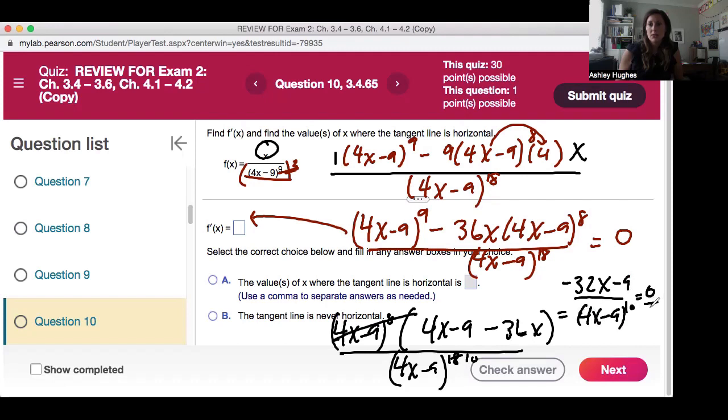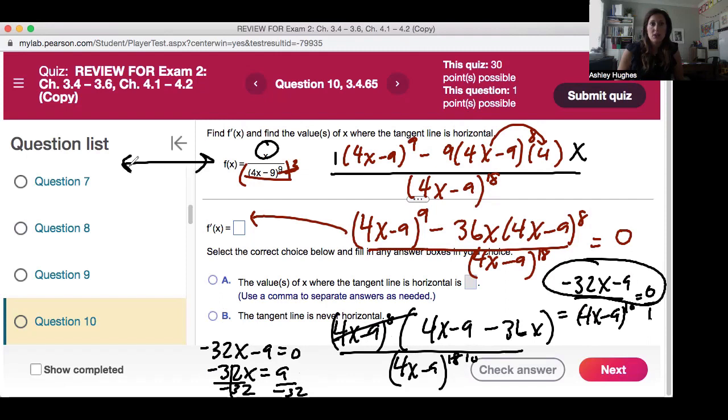We're setting this equal to 0. So now I really just have to care about where the top equals 0. So negative 32x minus 9 equals 0 when negative 32x equals 9. And then you just divide. So your answer would be 9 over negative 32. So quotient rule, we factored out the lowest common multiple, simplified. And then when it says horizontal, you're setting the derivative equal to 0. Because what is the slope of any horizontal line? 0.